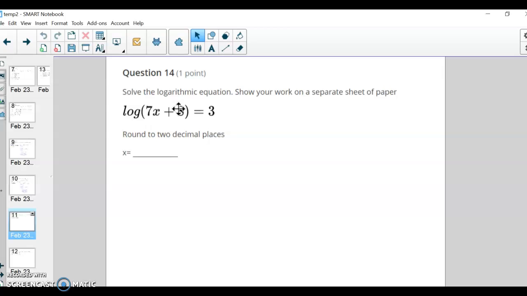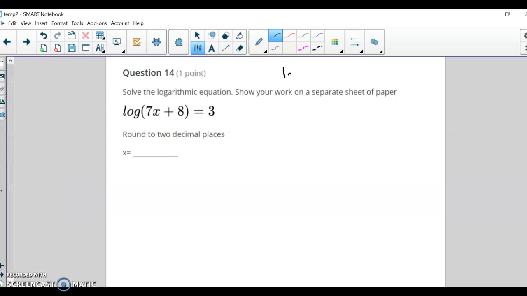All right, hello. This is going over number 14, test corrections for chapter 7 tests. Solving here, so we want to switch, this is log, so we want to switch it into the other form, right? So remember in log, we have our base, our value, and then our exponent.